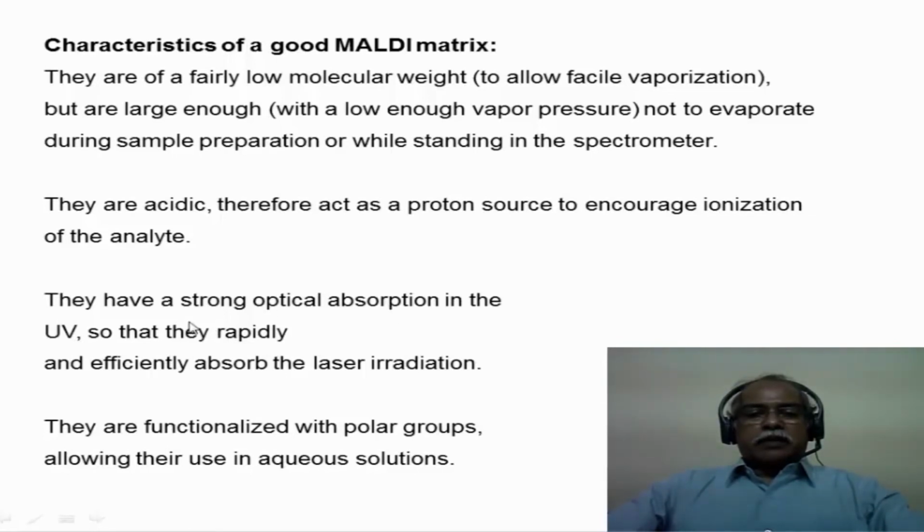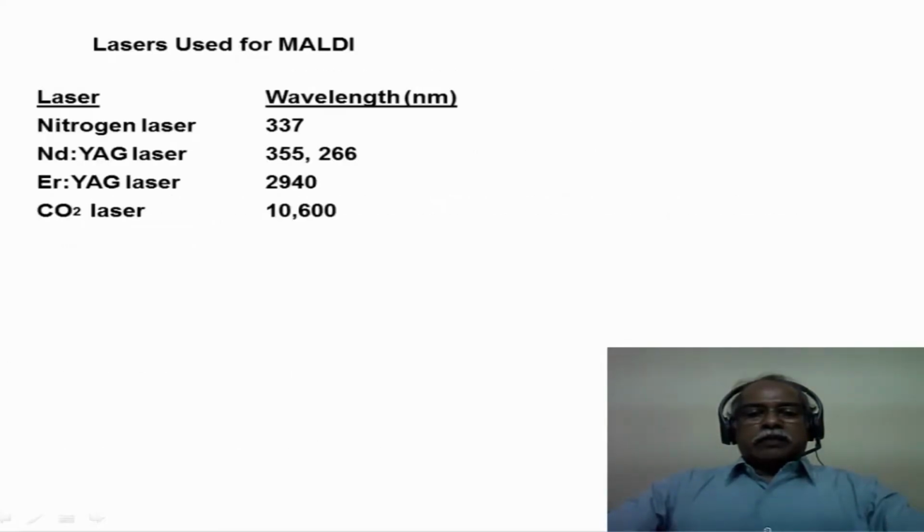This is also extremely important. They have to absorb the UV light of the laser. They are functionalized with polar groups, allowing them to be used as an aqueous solution. In other words, during sample preparation, they can be dispersed either in a polar solvent like acetonitrile or polyethylene glycol kind of a sample, or they can be simply dissolved in water and the aqueous solution can be plated onto the MALDI spectrometer.